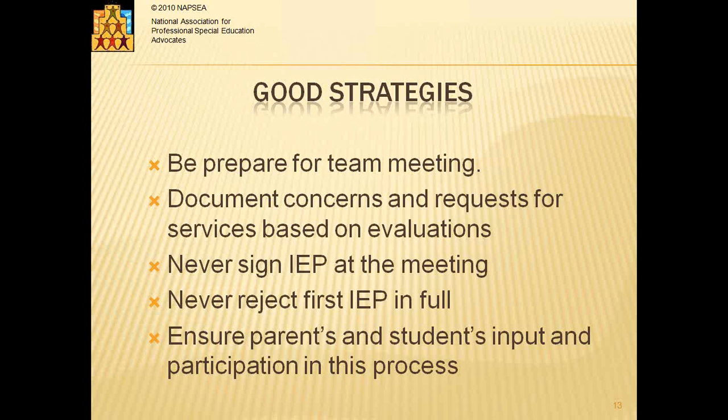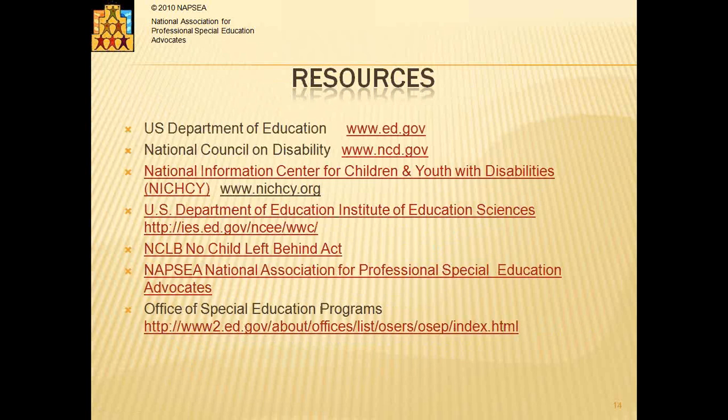Never sign the IEP at the meeting. Always take some time to review it, think about it, and respond. You have some time. Don't be rushed. It's usually about a month. You have about a month to look at it, okay? So don't be rushed. Take a couple days at least to review it. Never reject the first IEP in full. Like I said before, then the student gets no services. And make sure that your student and your input is put into this process. It's very, very important.